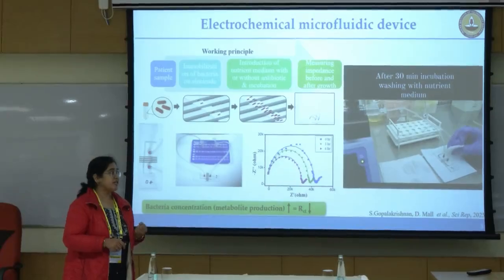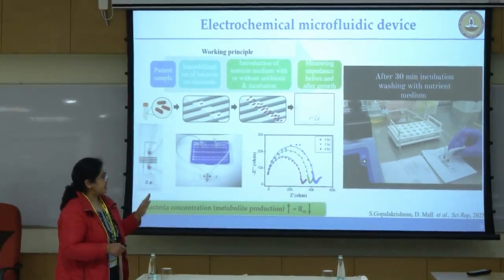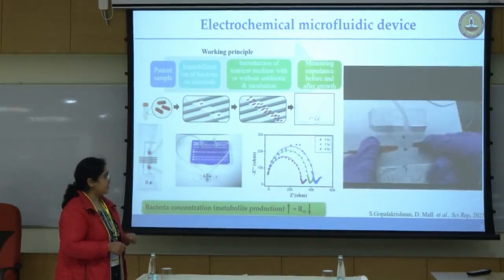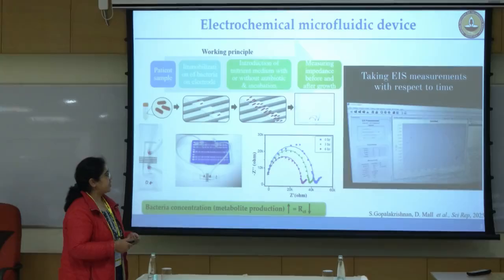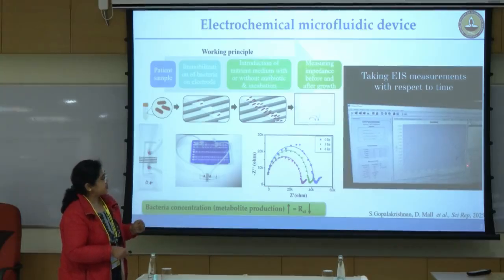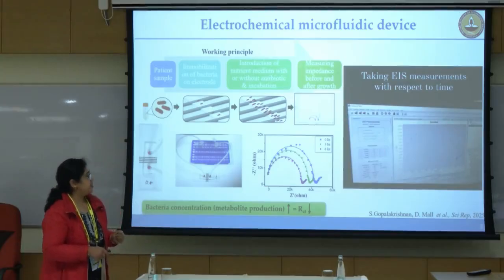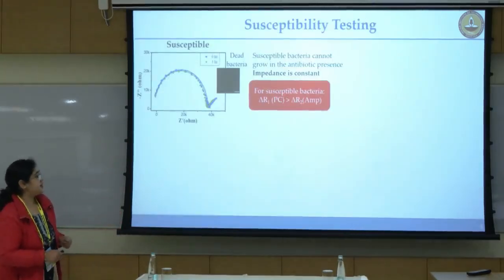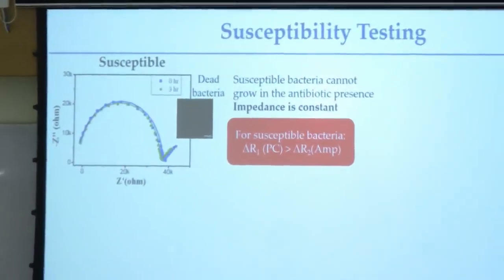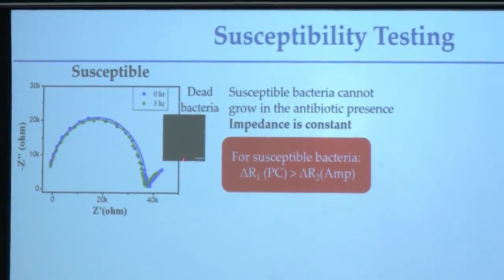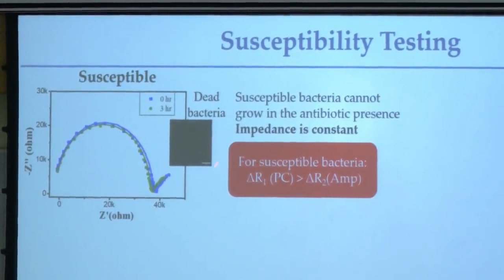So whatever bacteria are in the sample will adhere to the substrate, and the rest of the urine sample will flush out. Then we attach the potentiostat, and we get this measurement. As I said, we can also do susceptibility testing. If the bacteria present in our sample are susceptible to the drug, because we introduce the drug as well, then you will not see any RCT value changes. But if the bacteria are resistant, then you can see the RCT value changes because the bacteria are growing.